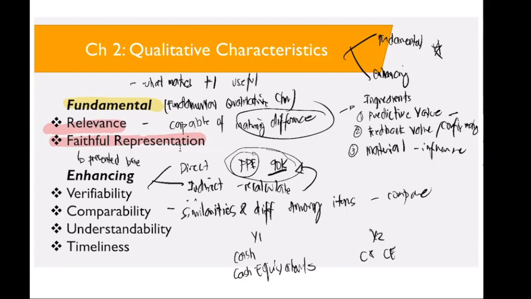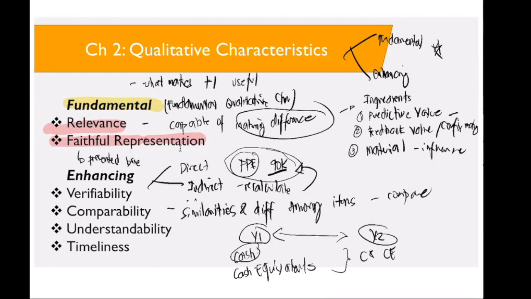Now, question, can you compare year one and year two? Yes, you can compare it. Because again, you have your cash, cash equivalents, and a combination of cash and cash equivalents, right? However, if the question is, can you compare cash to the cash in year two? Not anymore. Because what happened here, in year two, the cash and cash equivalents are merged into one item known as cash and cash equivalent. By that time, you cannot compare it.